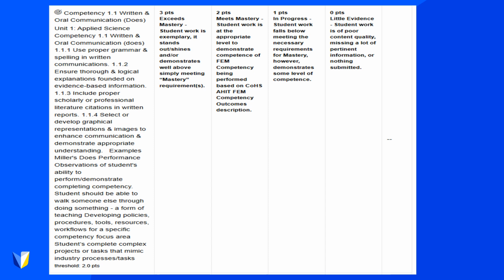Now, the last one on our mastery scale for the bullseye rubric is little evidence. This means that the student work is of poor content quality. It's missing lots of things. There are lots of things that just don't make any sense. There's no flow. They're not meeting the content that we're looking for. Or it could also be that the student hasn't submitted anything. That's when we would use the 0.